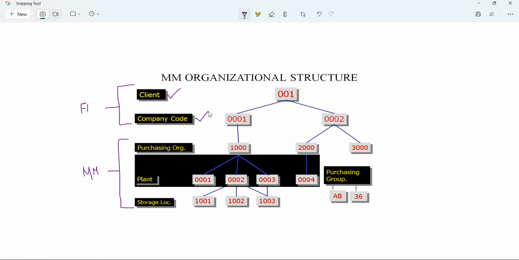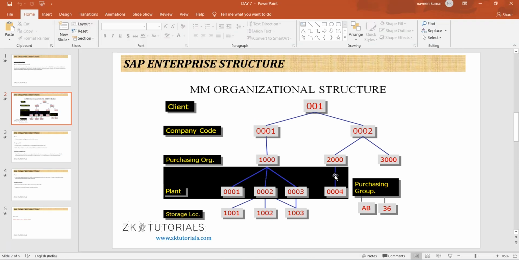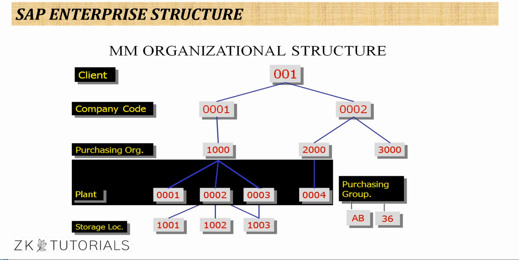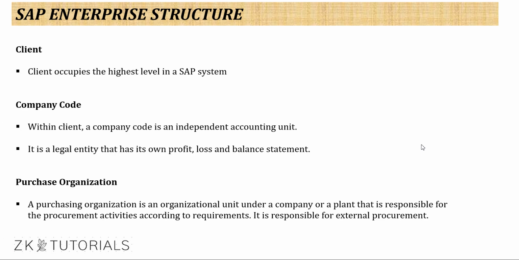For example, in our particular module, we have three elements here: one is a purchase organization, one is a plant, and one is a storage location. Let's see what the three elements are, and we can come back here. Then I will explain how it is taken into consideration. So let's get into that part.